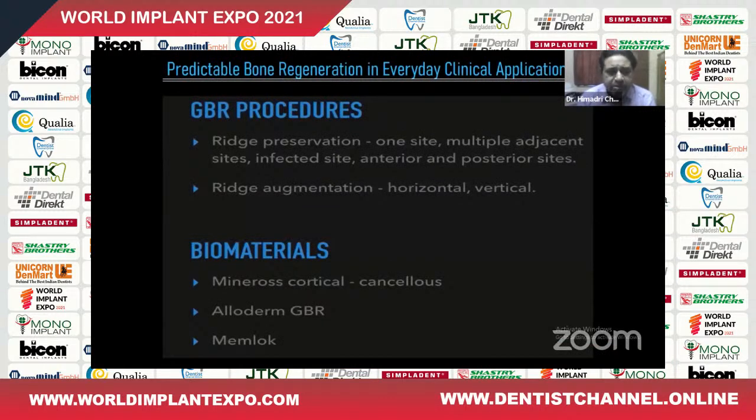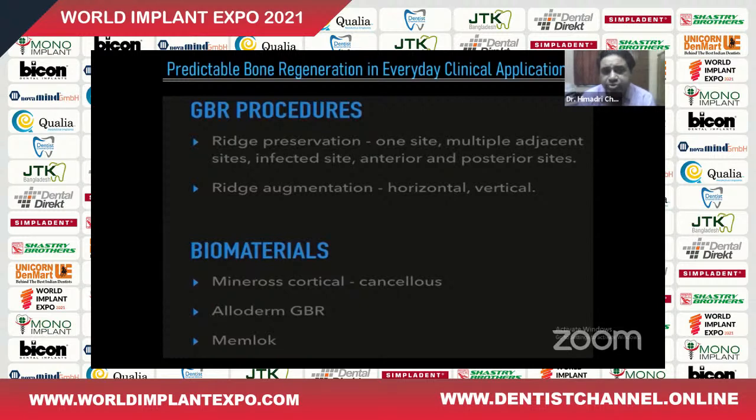So GBR. When you talk about predictable bone regeneration in everyday clinical applications, mostly in terms of implantology, you talk about GBR. And GBR is mostly divided into two broad divisions. Of course, all of us know about ridge preservation, which is one site, and multiple adjacent sites, infected sites, anterior and posterior sites, whatever it may be. Ridge preservation is where we're extracting the tooth, but we cannot place immediate implants, and we are trying to preserve the contour and the volume of the ridge. And the second one is where the case already has a history of extraction, and the bone volume and bone dimension have collapsed. So we need to augment that either horizontally or vertically. And that's why these are the techniques we're going to talk about.